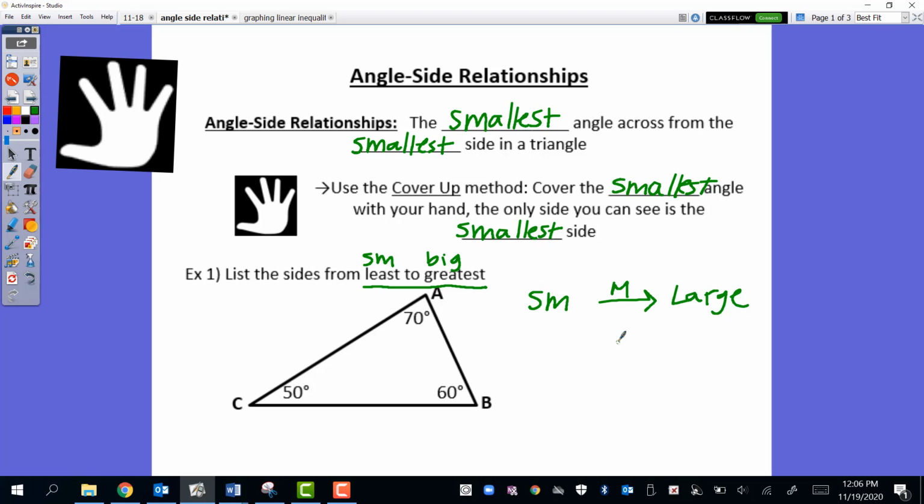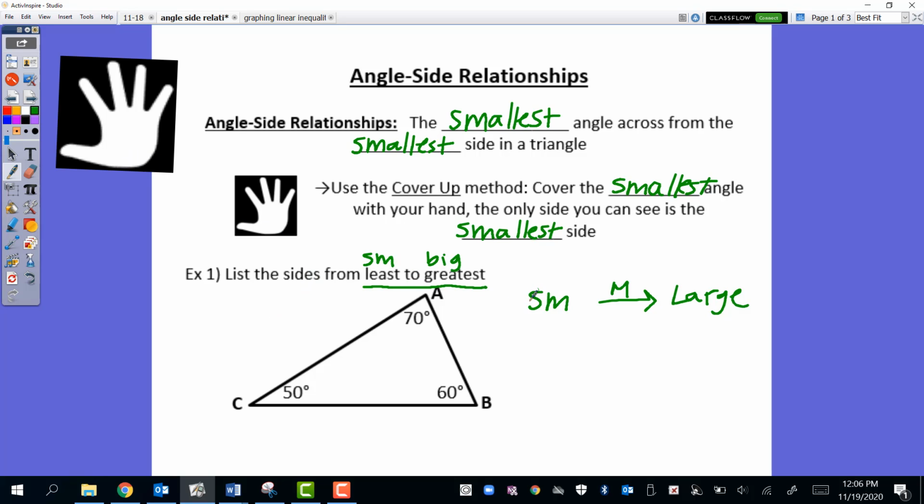I don't have numbers on the sides. I have numbers in the corners, in the angles. So I'm going to use that information to tell me which side is which. That's why I have this giant hand up here. You can't see me if I was just using my own hand, so I have to use this hand to cover up the angles.